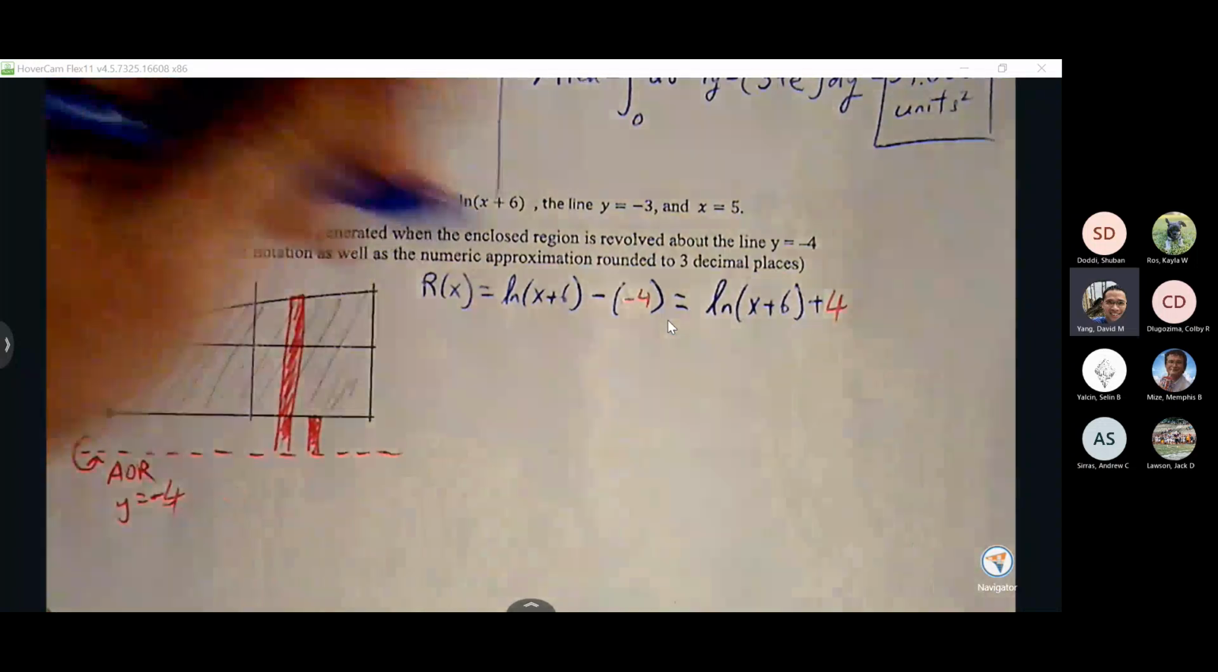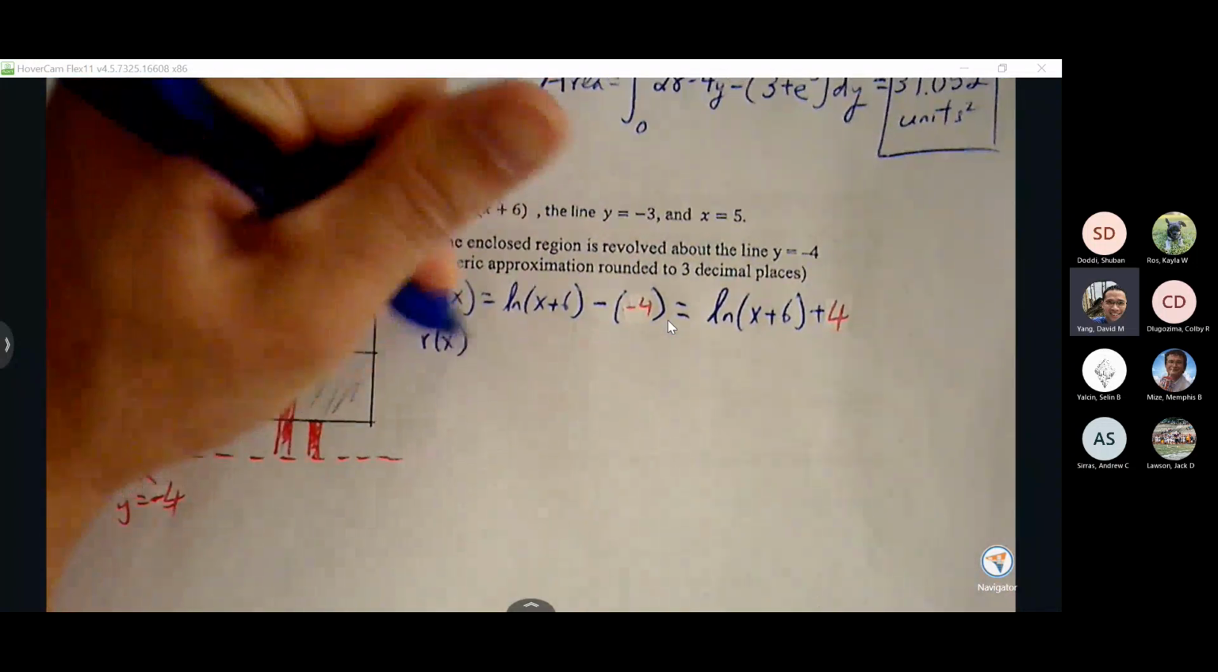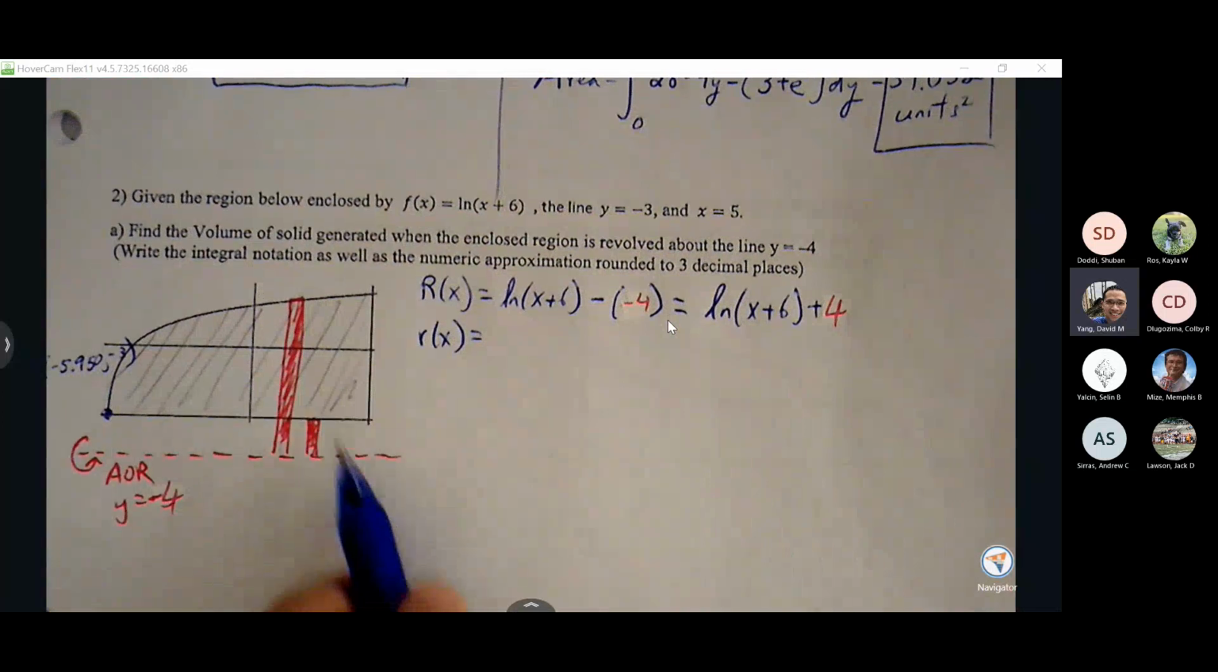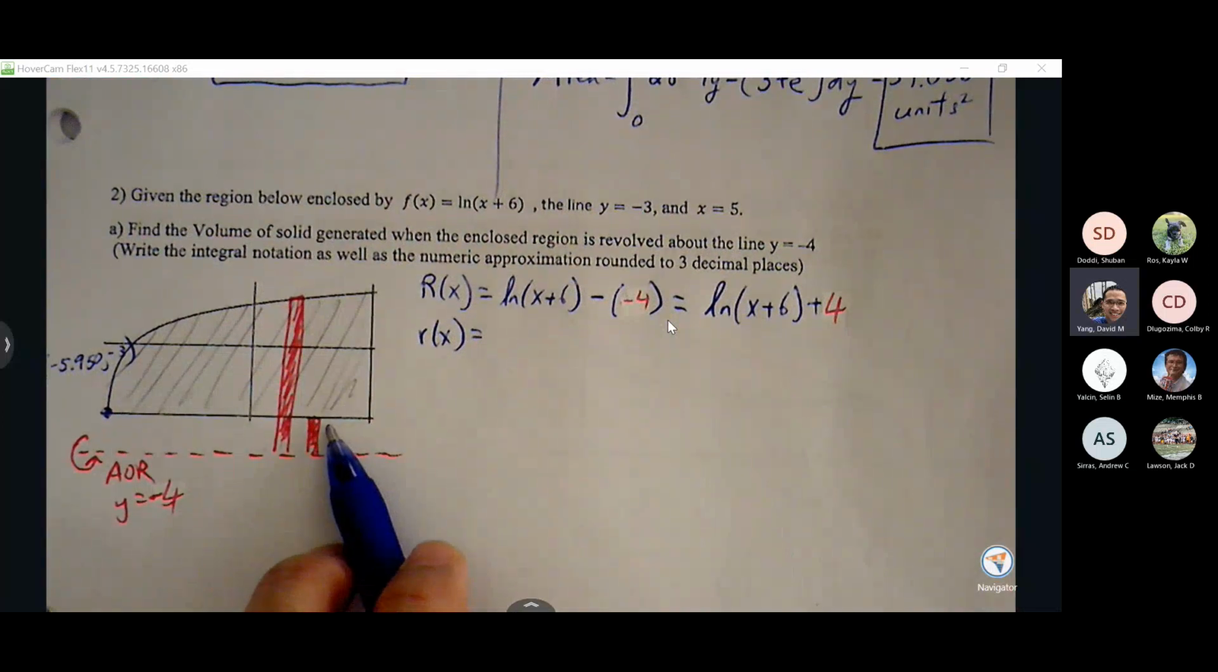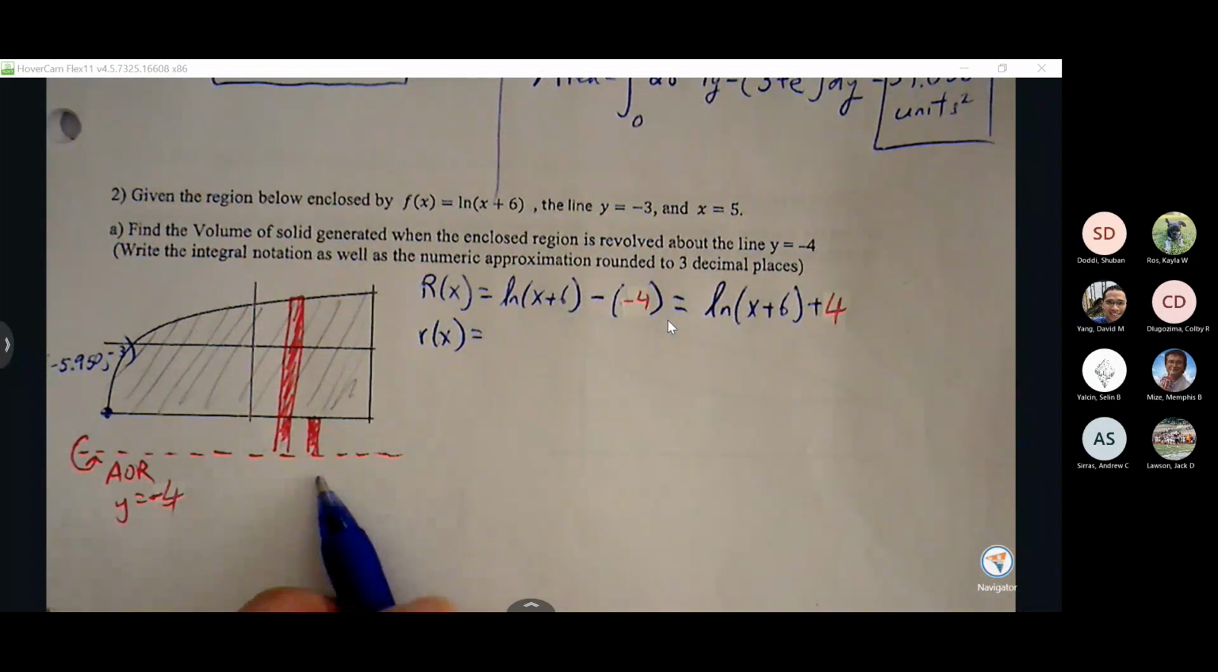Okay, now to the little radius. Top minus bottom. The top of little radius is sitting at the -3, and the bottom is sitting at the -4. So we subtract those two.